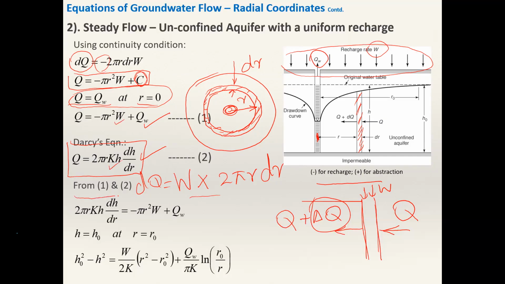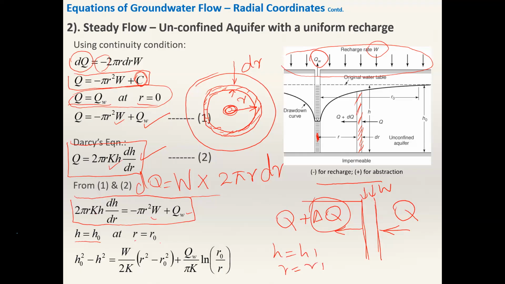Now you have one equation in terms of QW, that is the flow rate that you are pumping water out, W, that is the constant recharge rate, R is the radius, and hydraulic conductivity. That's all what we need. So do the integration just one more time with the boundary condition. For example, when R is equal to R naught, H is equal to H naught. Or what you can do, you can find out when H is equal to H1, R is equal to R1.